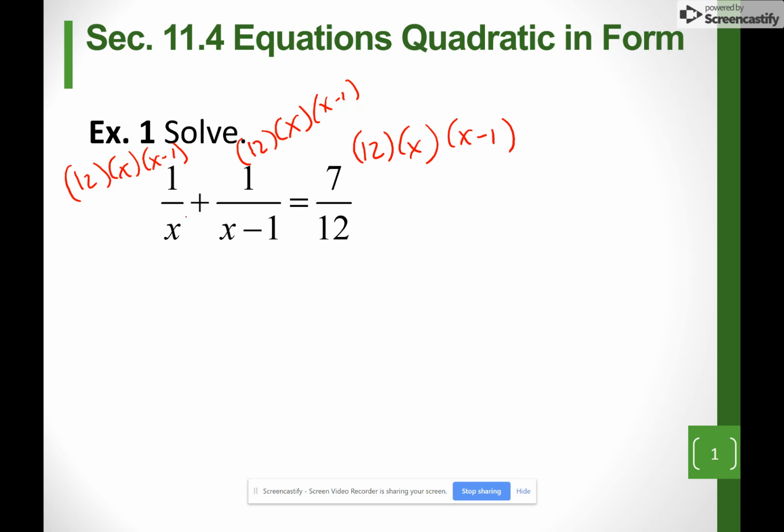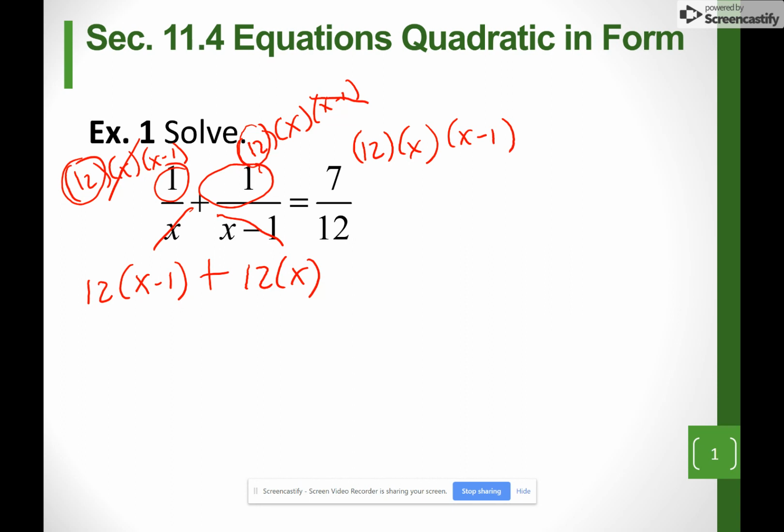On my first fraction, the x with the x cancel out. So I'm multiplying 1 times 12. And my result, I'm going to multiply with x minus 1. Then I have a plus sign. Then my x minus 1 with my x minus 1 cancel out. I'm going to multiply positive 1 times 12. And my result, I'm going to multiply with x. This is equal to, here the 12 with the 12 cancel out. I'm going to multiply 7 times x. And my result, I'm going to multiply with x minus 1.